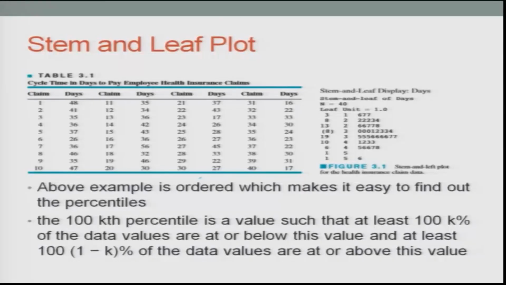So, the 100kth percentile is a value such that at least 100k percent of the data values are at or below the value, and at least 100(1 minus k) percent of those values would be at or above the value. So, basically if you are considering 50%, it will have half of the data, half of the probability.